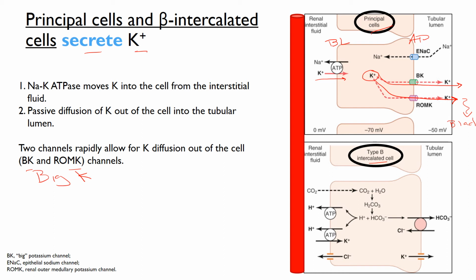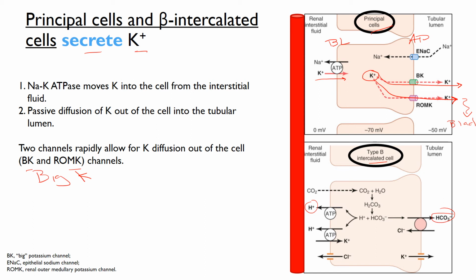Let's move down to the type B or the beta intercalated cell. Now this is going to get into the movement of hydrogen and bicarbonate and a number of kind of complex acid-base physiology mechanisms that, again, is going to be covered in a separate standalone lecture. That's how important and a little complicated it can get. So let's not focus on that yet. Focus on the fate of potassium in this cell type.